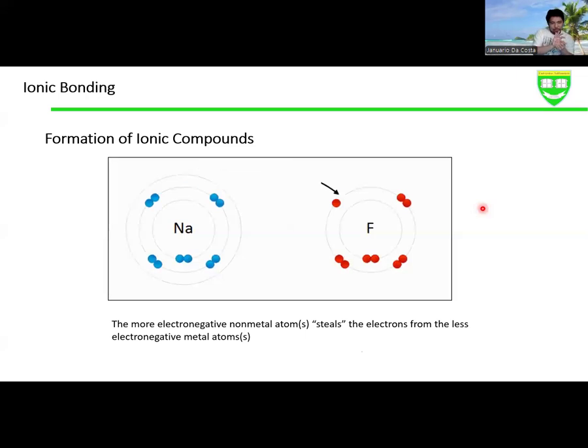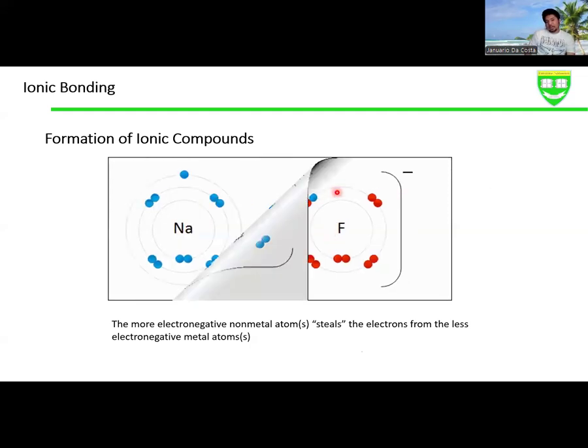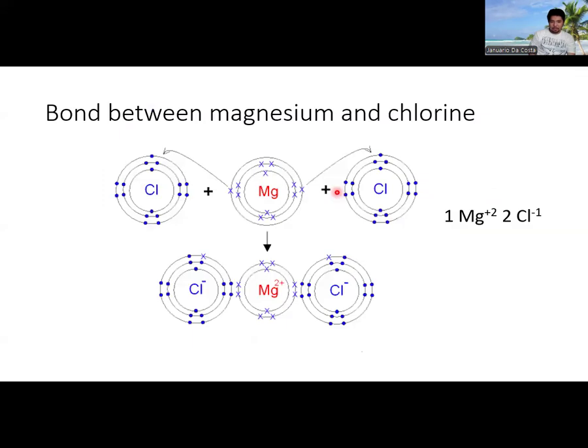Very good. All right, so that's what an atom is. So if you look at sodium and fluorine, sodium just gives away 1 electron, and that's what ionic bonding is. So for example, if you have bonding between magnesium and chlorine, magnesium becomes positive 2.